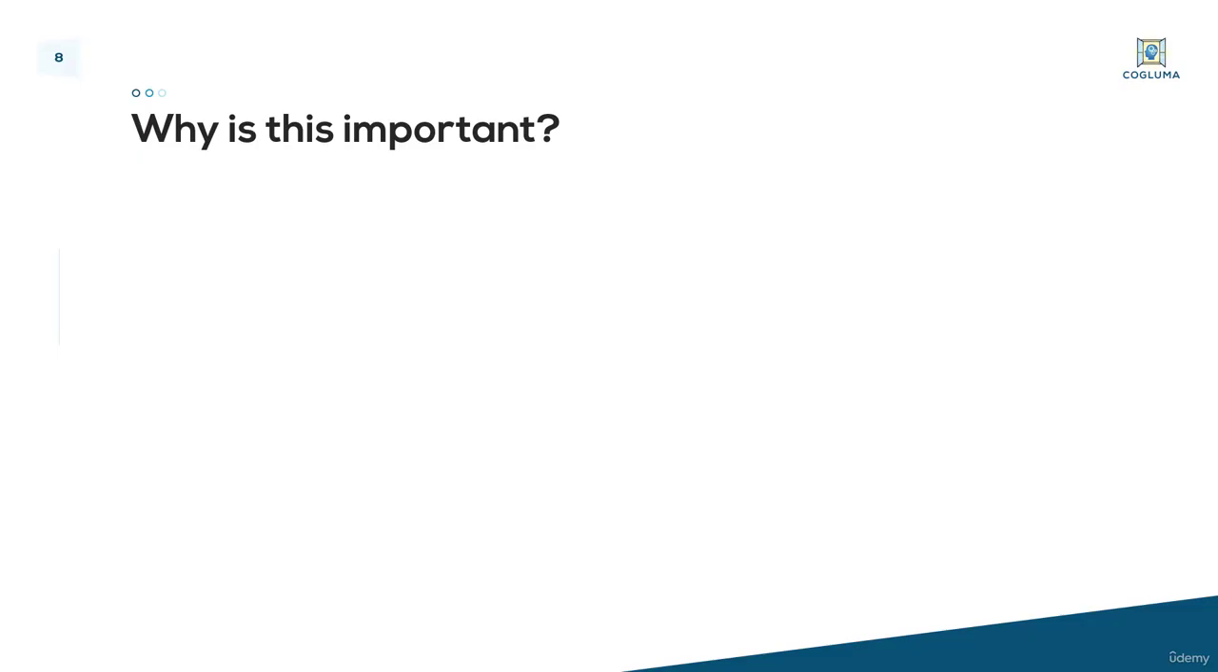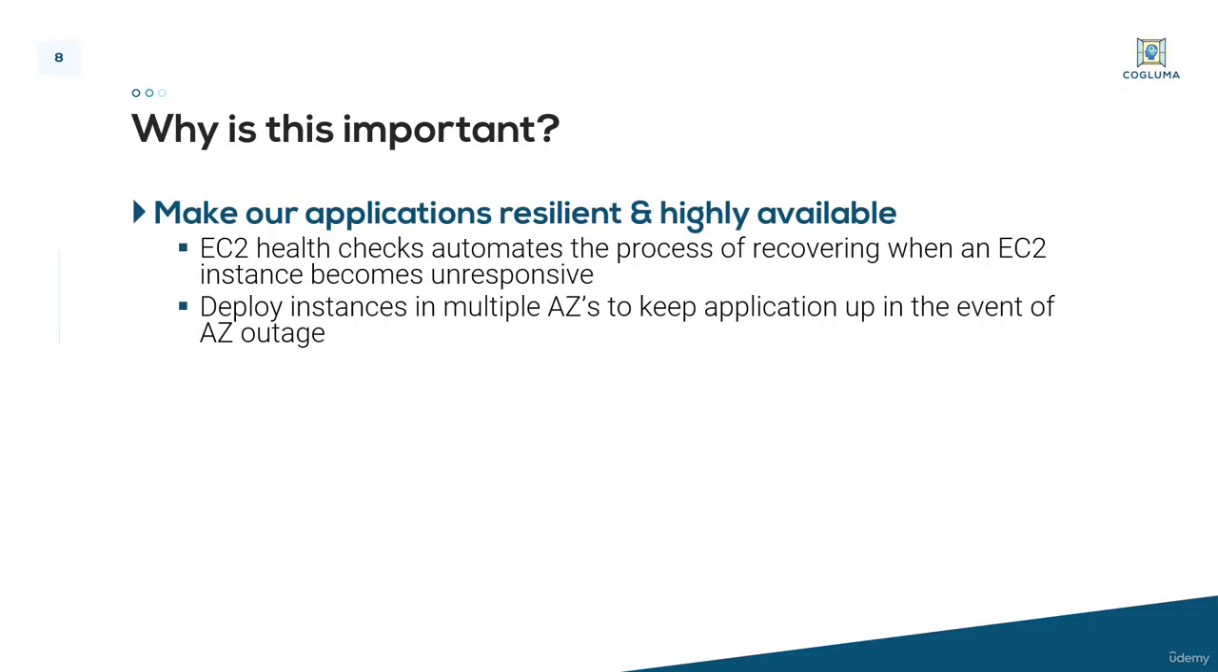So why is all of this important? What is the bottom line for this section? Well, elastic load balancers and auto-scaling groups help make our applications more resilient and highly available. EC2 health checks automate the response of recovering whenever we have an error with one of our EC2 instances and it becomes unresponsive, which helps our application resiliency.